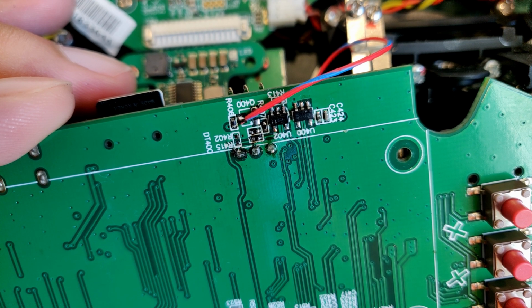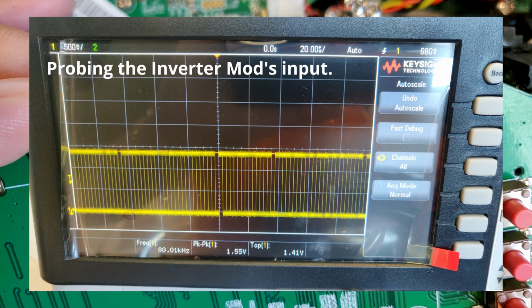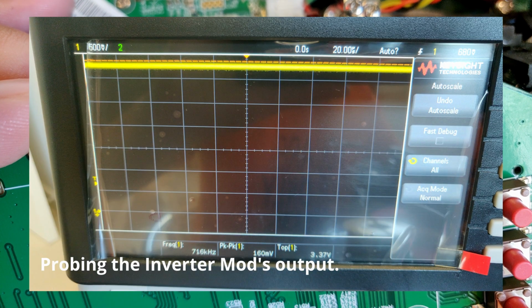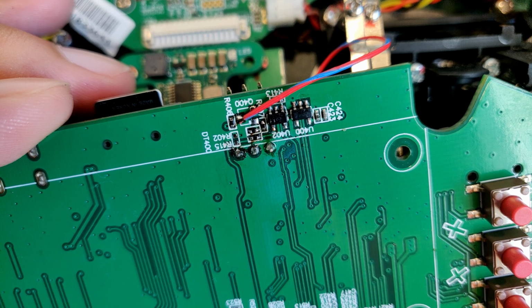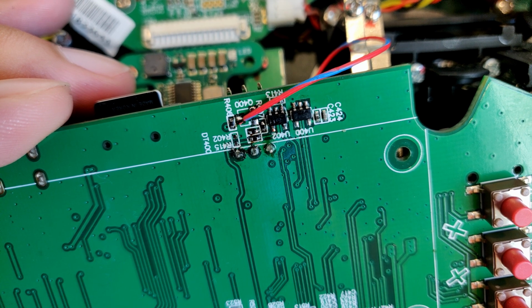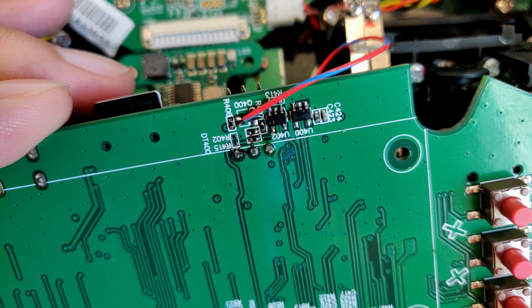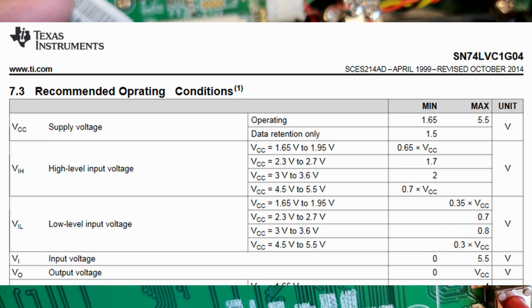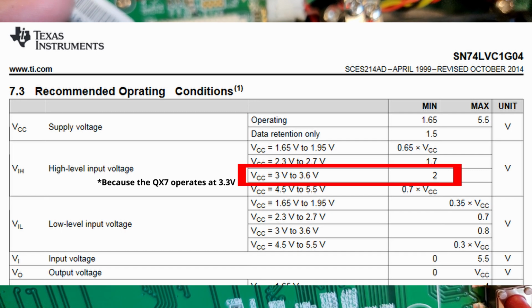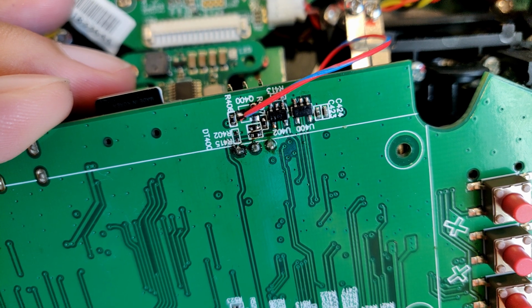What we observe from the oscilloscope is that the input of the chip is swinging at around 1.5 volts peak to peak, but the output is staying at a logic high, which is 3.3 volts, the supply voltage. This tells us the inverter chip is not detecting an input high in order to invert it to an output low. Looking through the datasheet, we found that the input high threshold for this chip is 2 volts, and we're only getting 1.5 volts. Something is pulling the input voltage lower than what the chip is expecting.